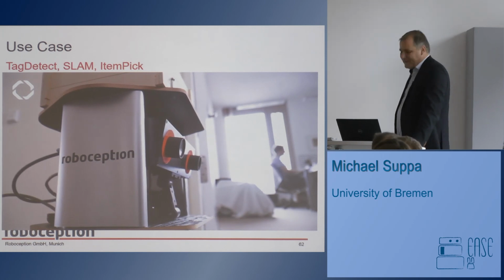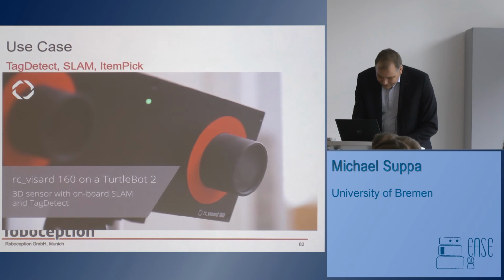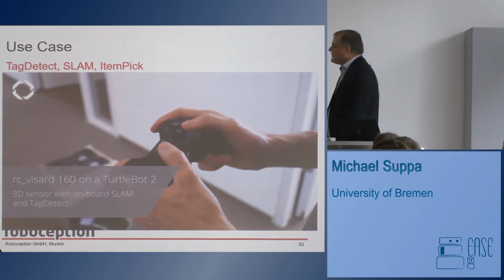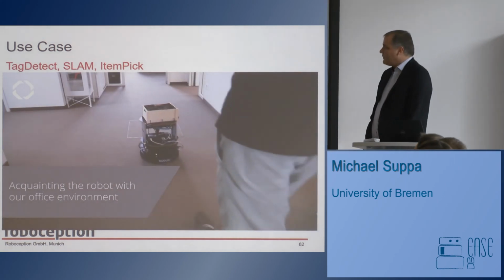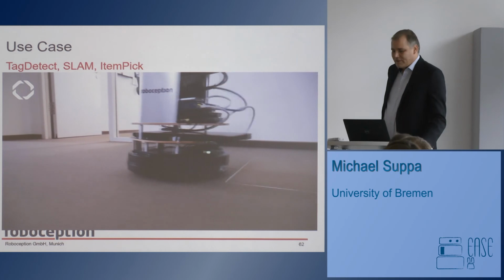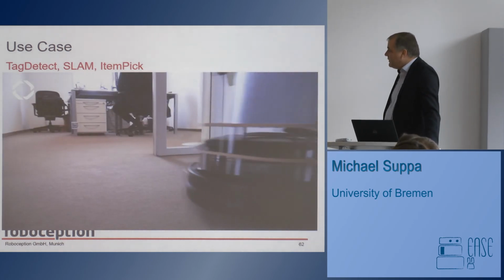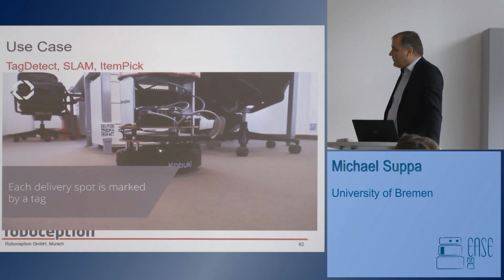Last example is a combination of multiple tasks. We did this for also a European project here. It's a combination of tag detection, SLAM, and picking items. So we have this TurtleBot. It runs with our RC Wizard and the onboard SLAM module.